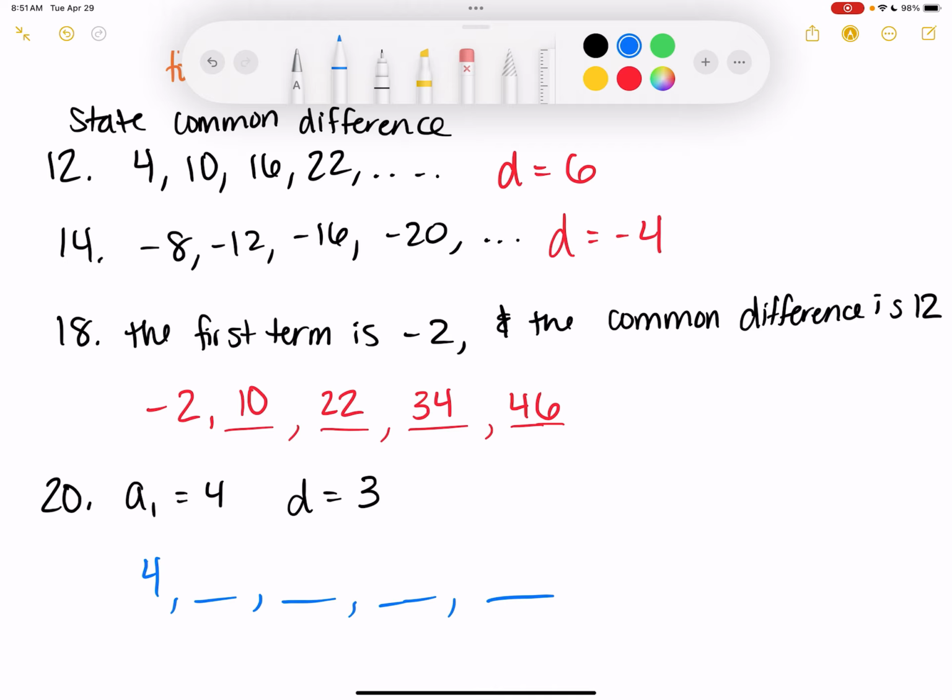So what would the next term be? And then next. Yep. And last one, 16. Yep. Nice and easy, we're just adding that on.